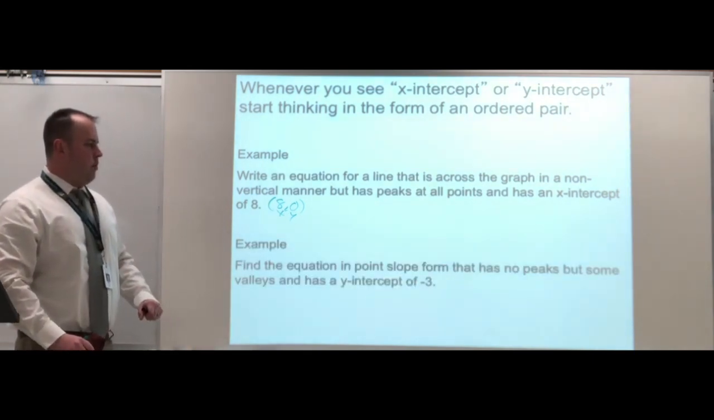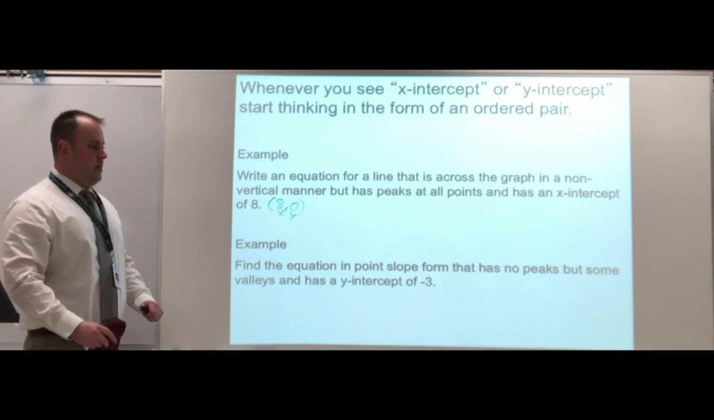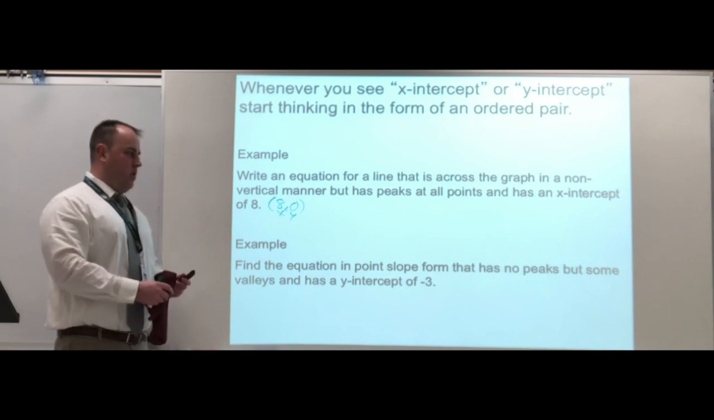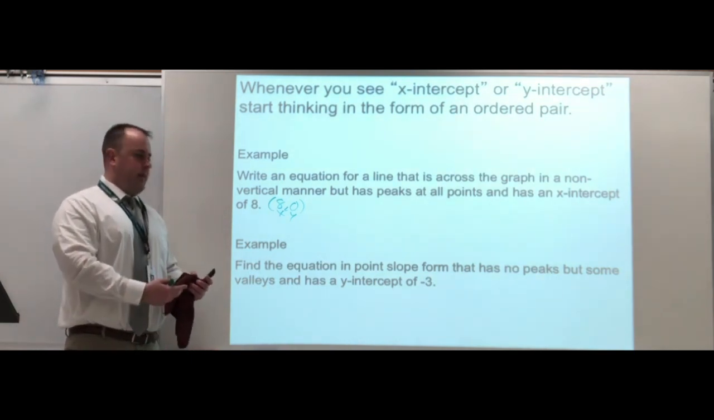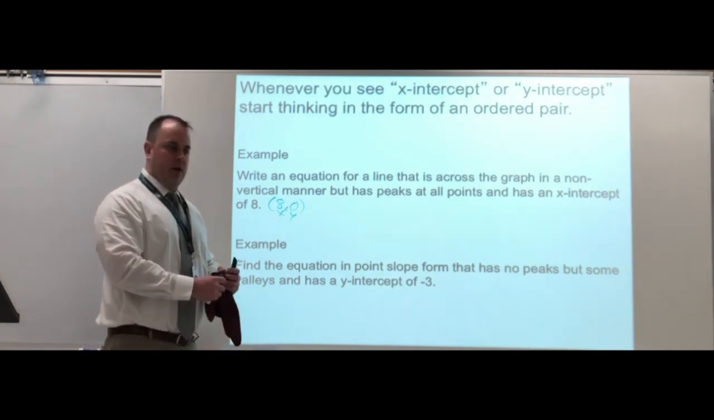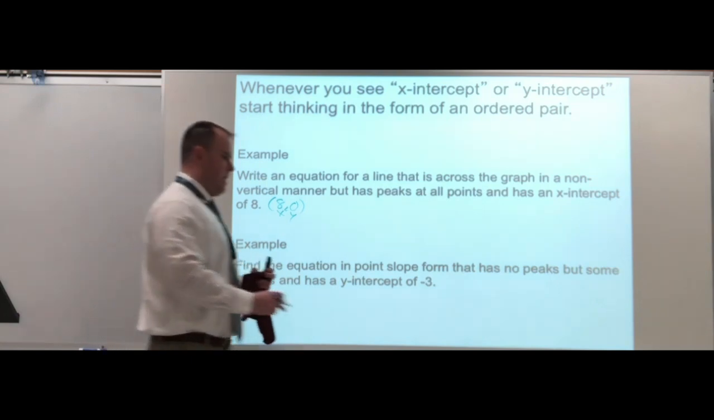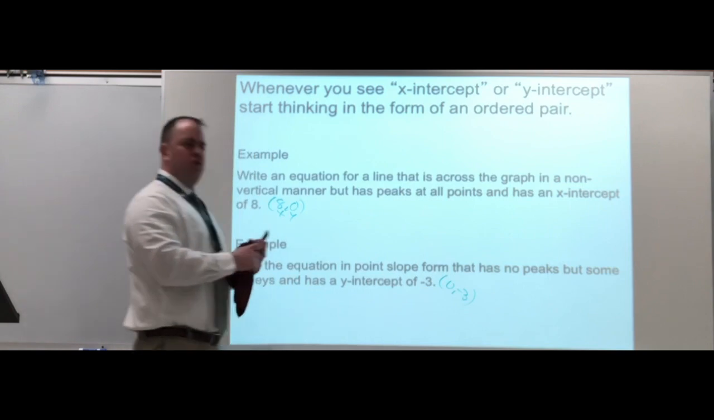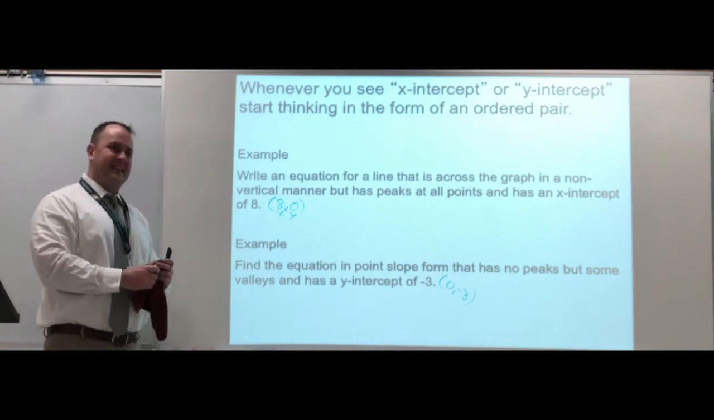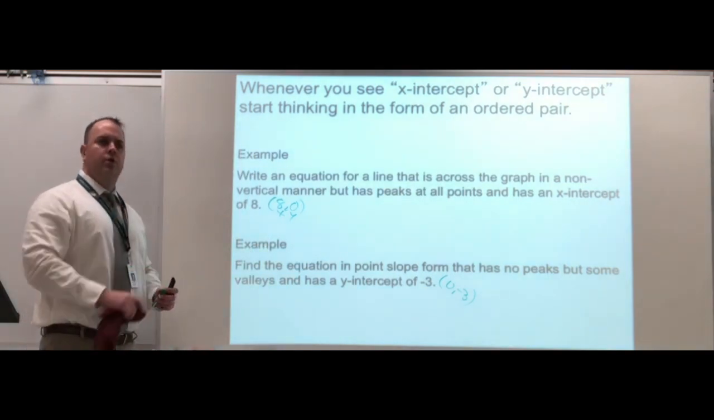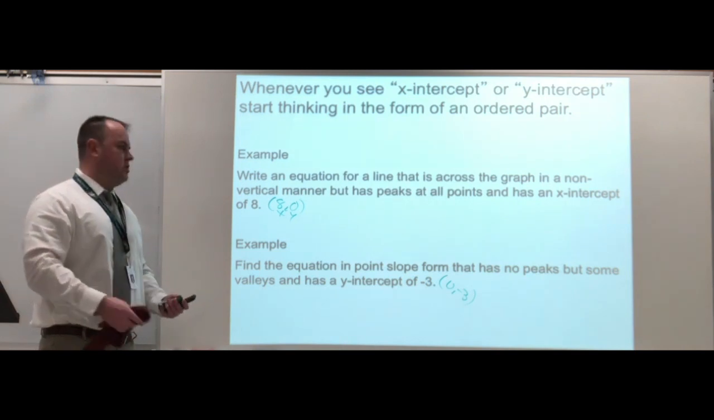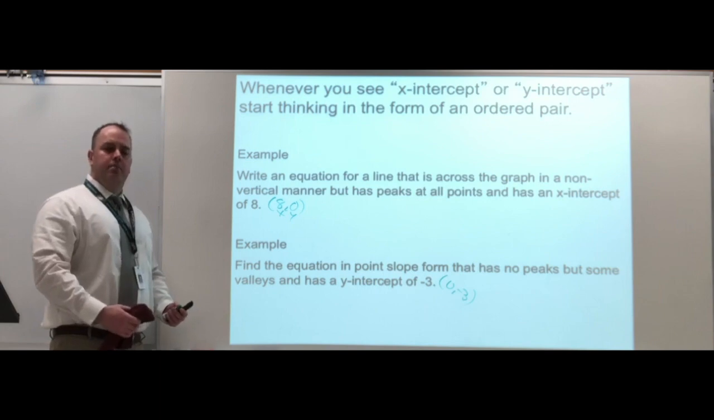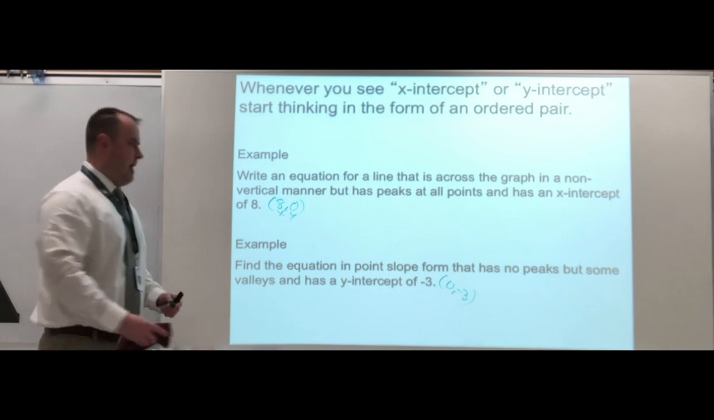Find the equation in point-slope form that has no peaks but some valleys and has a y-intercept of -3. So yes, we know y-intercept, if it's slope-intercept form, that's going to be your b value. But also think of it as an ordered pair. Y-intercept, (0, -3). Again, you know what your x is and you know what your y is. That's going to be very important when we move on to 2.5 when we start writing out equations. The more information you know, the more you can plug in and have an easier time finding missing values.